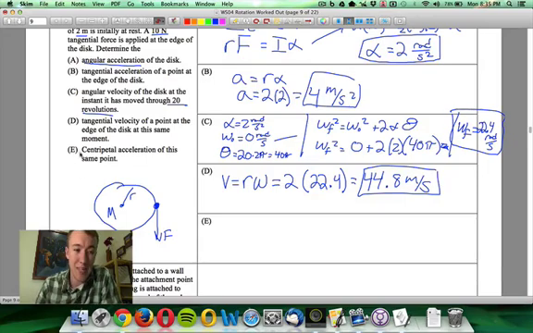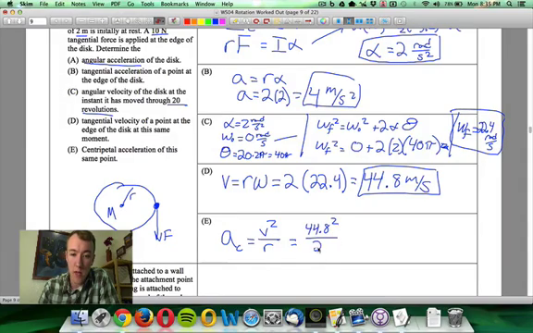Lastly on this problem, part E, we're looking for the centripetal acceleration at this same point. So we can imagine this point going around. Centripetal acceleration has been kind of tough for us. It's related to the centripetal force, which is the force that causes the object to continue moving in a circle. Centripetal acceleration we like to subnote with a little c, and we should remember that this is v squared, that tangential velocity, divided by the radius. So 44.8 meters per second, we're squaring that, and that's divided by the radius of 2. And if you calculate this out, you get about 1,004 meters per second squared.